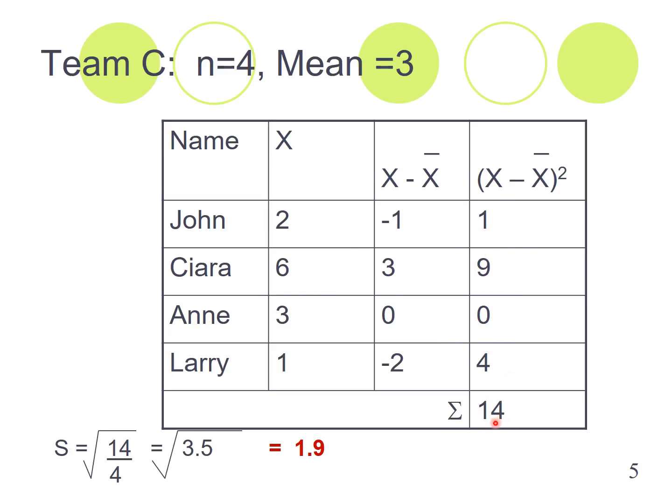That's why we ended up with a 14 on the top, divided by the number of data items, 1, 2, 3, 4 pieces of data. So that's why we have a 4 down the bottom. And then calculate that out. 14 divided by 4 is 3.5. Square root it on your calculator and you end up with 1.9.